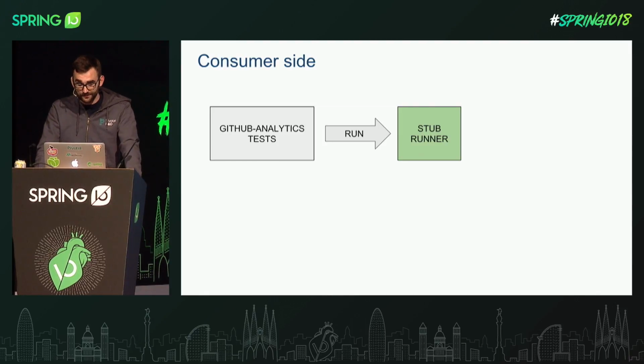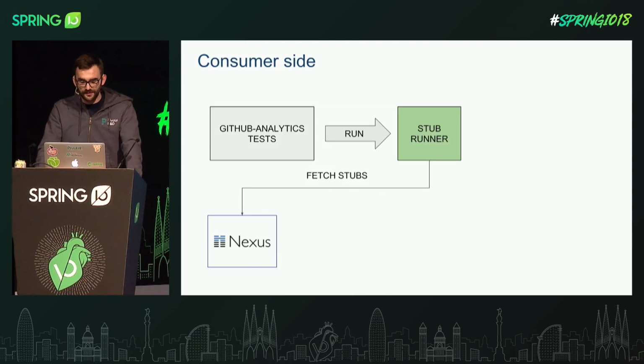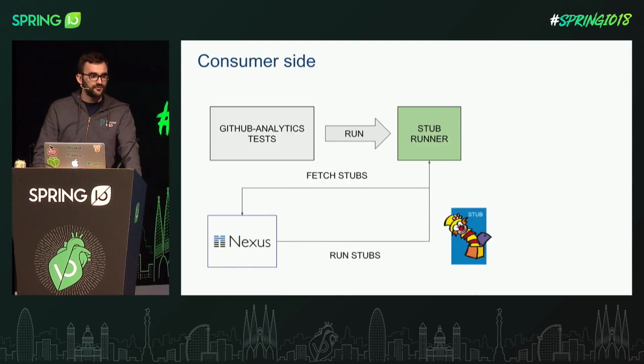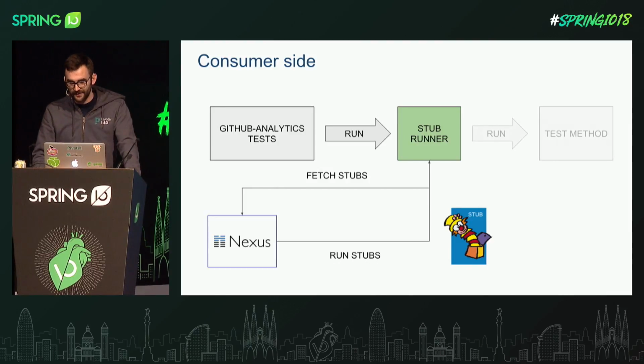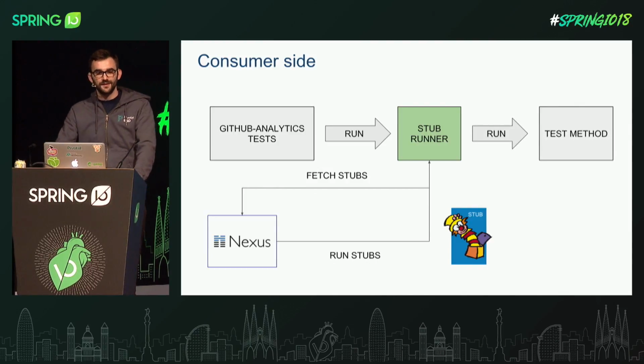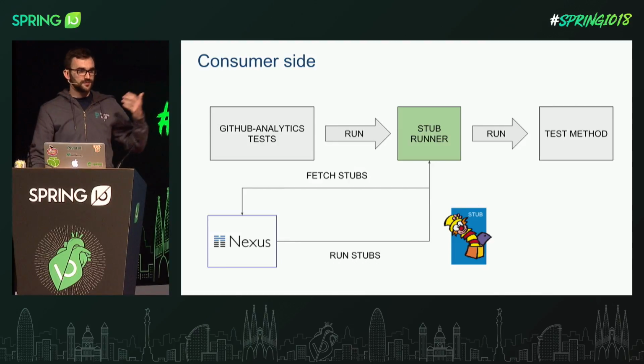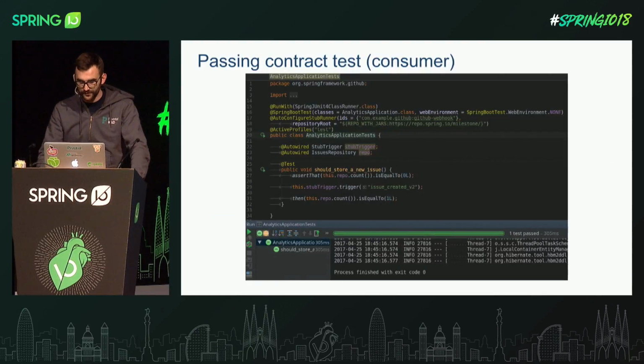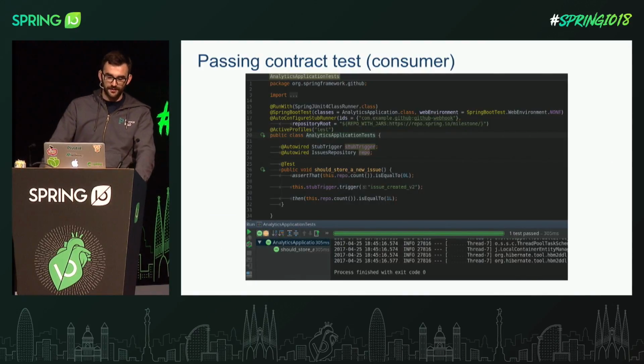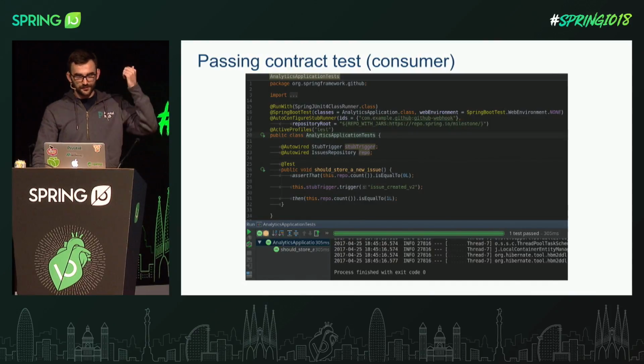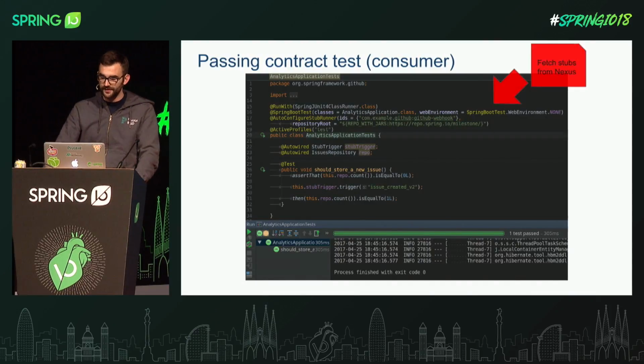How is it doing it? It's going to Nexus saying, please fetch the stubs of GitHub webhook. OK, fair enough. There you go. These are the stubs. And then we're running the test method, and we can already leverage the stub of the producer. So we have the test, and we have auto-configure stub runner that did what I've just shown you. So we say, fetch stubs from Nexus.